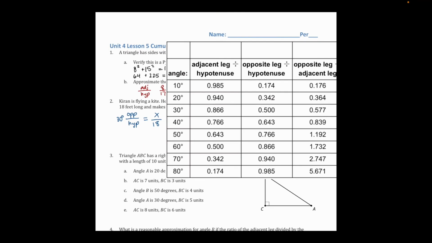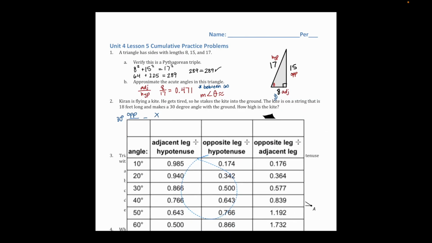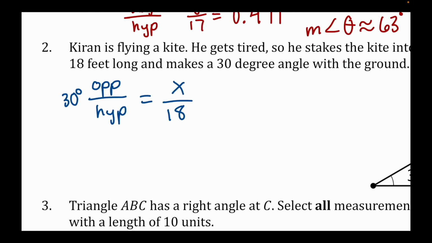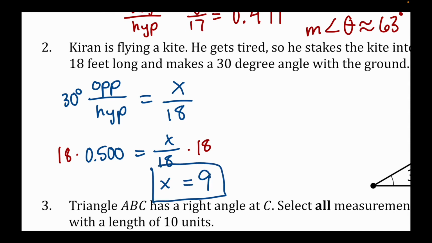So I'm going to move this thing out of my way. Oh, I just grabbed everything underneath it. Okay, so since it's 0.5, I can say 0.500 should be equal to x over 18. Multiply both sides by 18, and then we are done. So if you multiply here by 18 on both sides, you actually get that x is equal to 9. And so our answer would be 9, or 9 feet off the ground.